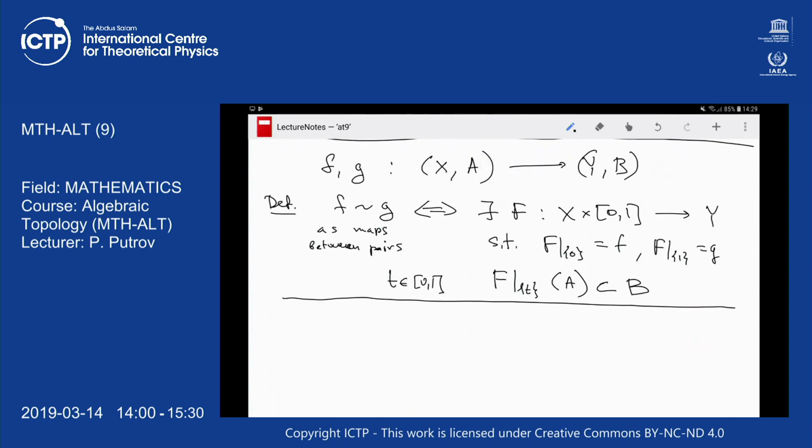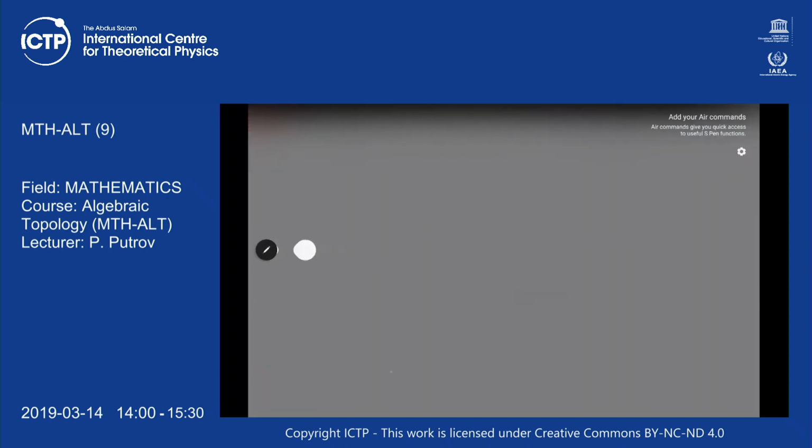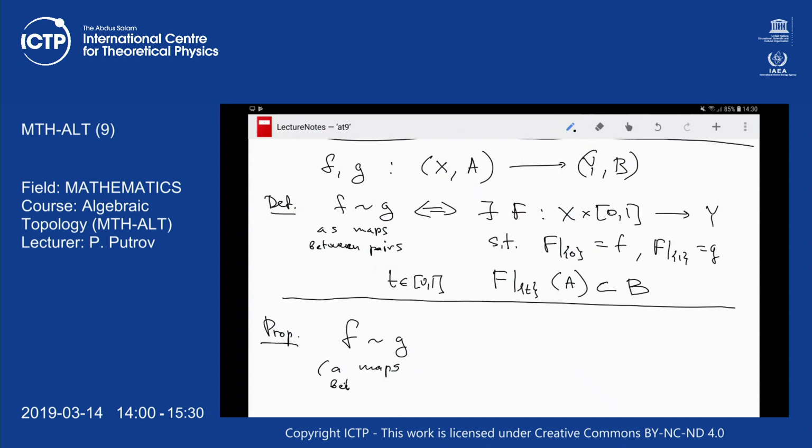So using such a notion of homotopy between maps between pairs, where a pair is a topological space and a subspace, we can show the following proposition. If F is homotopic to G, again as maps between pairs, then the corresponding induced maps are equal. So they're equal as maps from Hn, the relative homology of X with respect to A, to the relative homology of Y with respect to B.